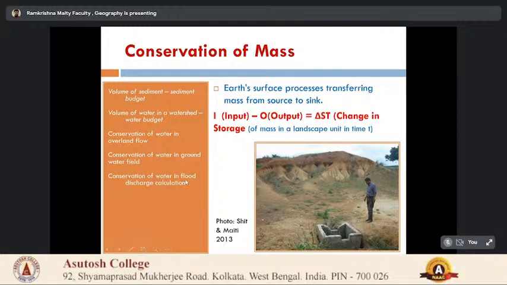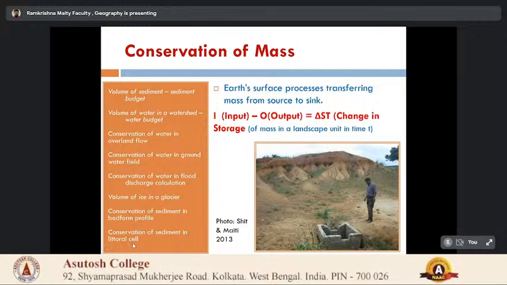We do it. Conservation of water in flood discharge calculation. Volume of ice in a glacier. There is fresh inclusion of ice on the glacier, and there is melting, ablation of glaciers. So, what is the relation between this input and this output? It gives you the health of the glaciers, whether there is positive health or negative health. Okay? Conservation of sediment in a bed form profile. In a river basin, there are the bed forms, there are the sediments, and what is the amount of sediment locked in those bed forms? Is there any positive change in the sediment volume or negative change? It depends upon this conservation of mass.